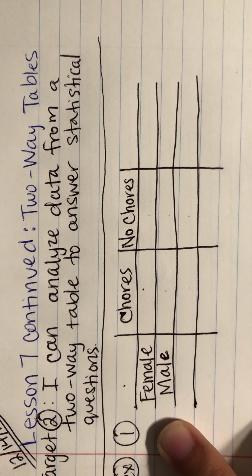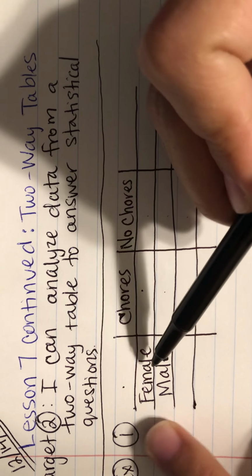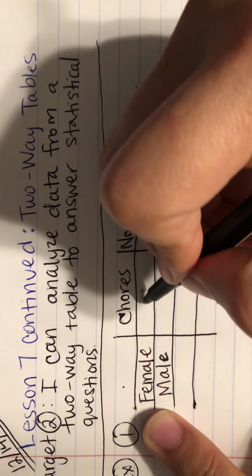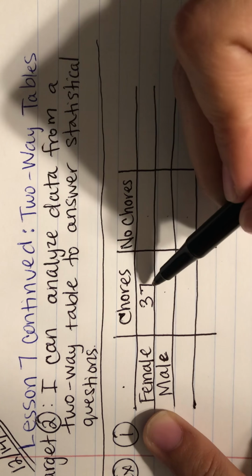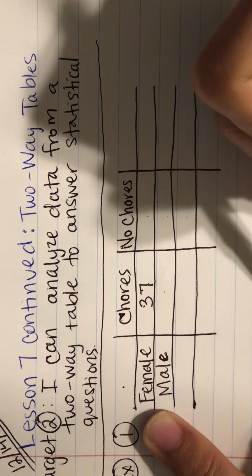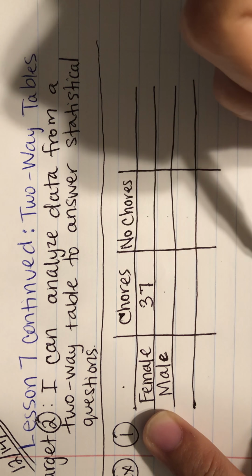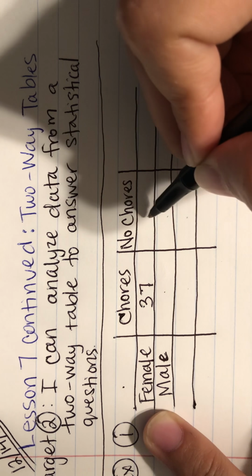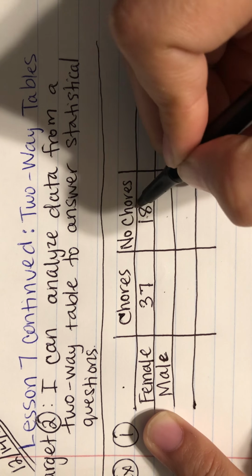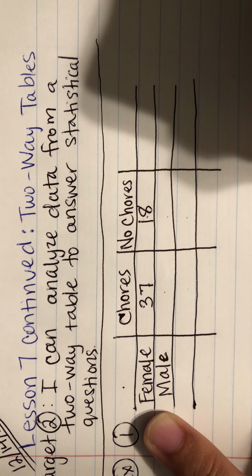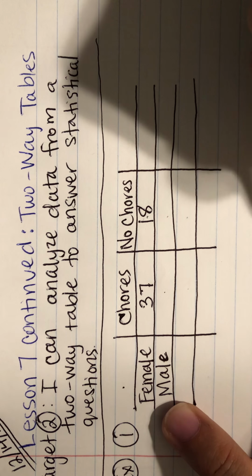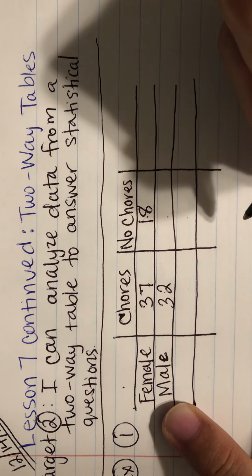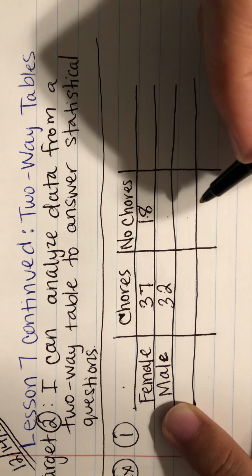We're given that the females that were asked, do they do chores? 37 of them said yes. So 37 goes here under female and chores. So 37 females said that they had chores. 18 said they did not have chores. So we're going to put that right here. From all the males that were asked, 32 said they had chores. And 13 of them said they did not have chores.